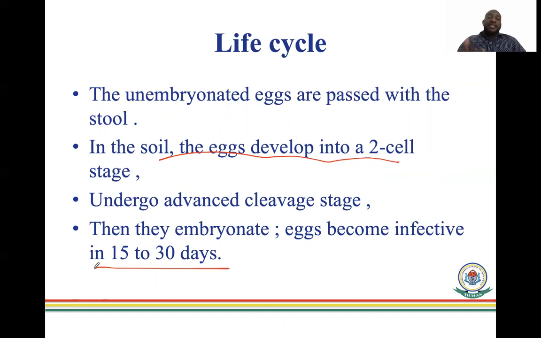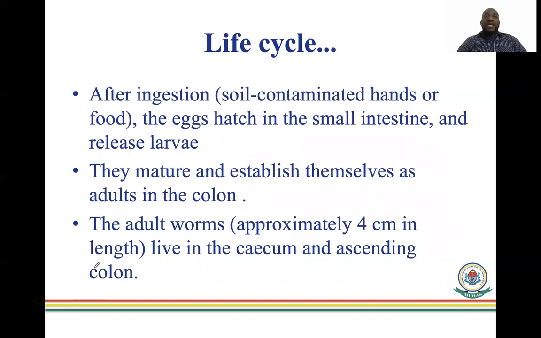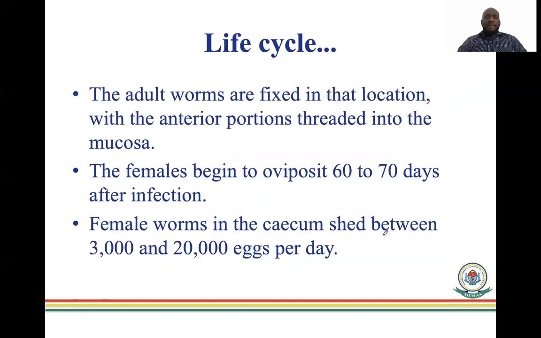So when someone gets infected, it means they have been exposed to these parasites that have been around for over the months. After ingestion, the soil-contaminated eggs hatch in the small intestine, as I've mentioned, and they mature to establish themselves in the colon, and they're usually approximately 4 centimeters in length. Adult worms are fixed in that location, and then the females start to lay eggs between 60 to 70 days after infection. This is a very important point when you're looking at diagnosis of this parasite.